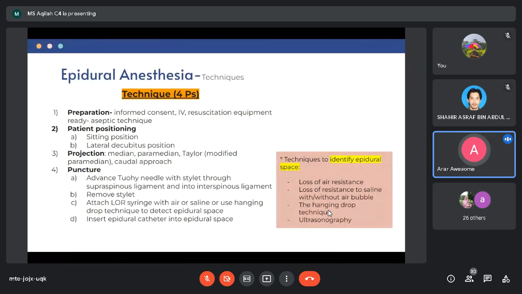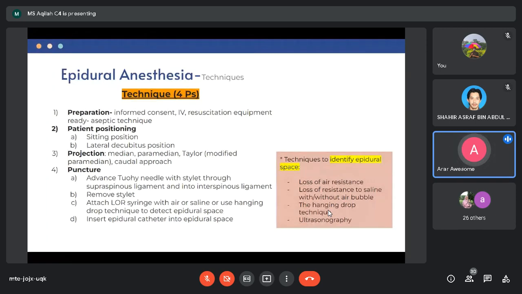And then we attach the LOR syringe with air or saline. And then we use the hanging drop technique, because in epidural anesthesia, we can have cerebrospinal fluid coming out when you use the hanging drop technique. When the fluid is warm, we can say it is CSF, but if the fluid is cool, it is the normal saline that we use. And then we insert the epidural catheter into the epidural space.